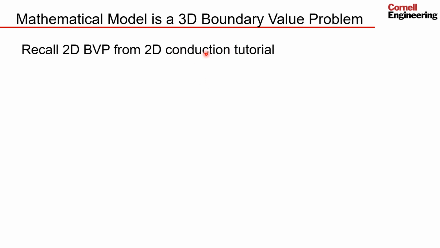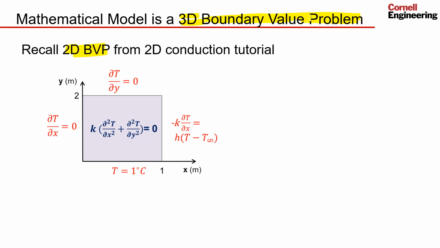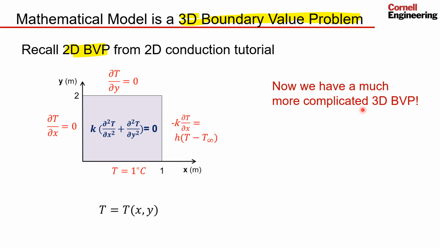Recall that when we did the 2D conduction tutorial, we had a 2D boundary value problem. Now we have a 3D boundary value problem. And recall that the 2D boundary value problem looked like this. That was our governing equation, a heat diffusion equation in 2 dimensions without heat generation. We had insulated boundary conditions over here. We had an isothermal boundary condition at the bottom, and we had a convection boundary condition. We needed to solve this boundary value problem to find the temperature as a function of x and y. Now what we have is a much more complicated 3D boundary value problem, but it's essentially the same animal.